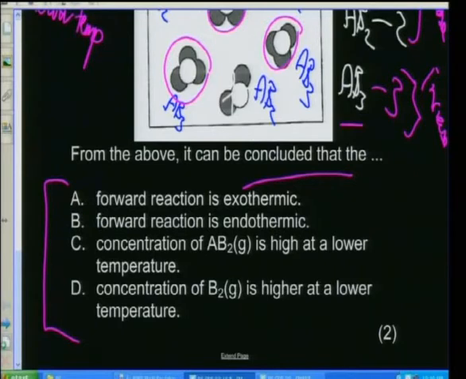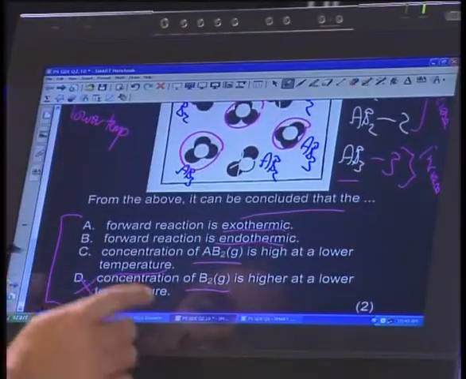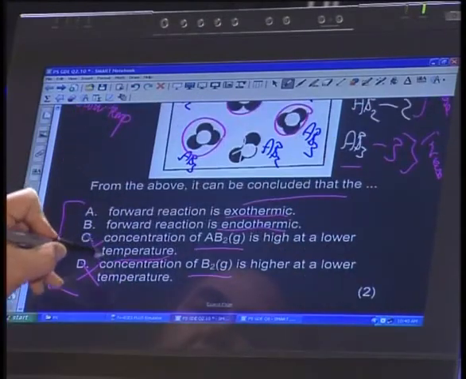It tells you the following. It says, decide. From this we can conclude that the forward reaction is exothermic, the forward reaction is endothermic, the concentration of AB2 is higher at low temperatures, the concentration of B2 is higher at low temperatures. Okay, so let's test each of them. We'll start with number D, and let's see what has happened to B2. The concentration of B2 has decreased, so that one can't be right. What about the concentration of AB2? Well, it's also decreased, so that one can't be right.